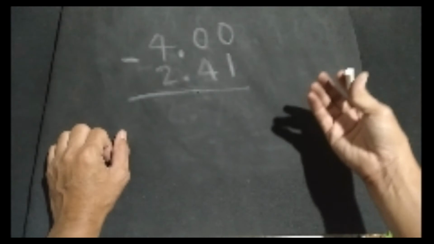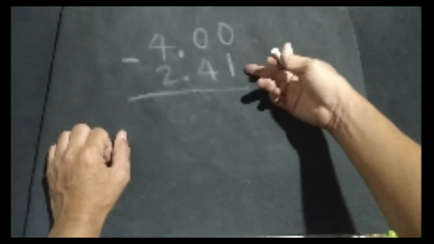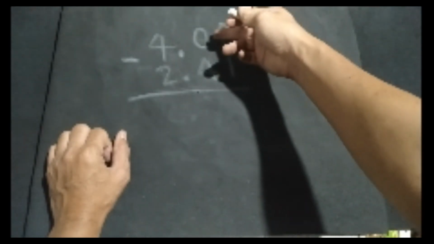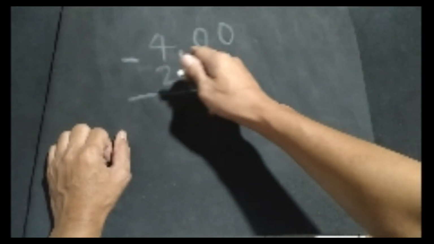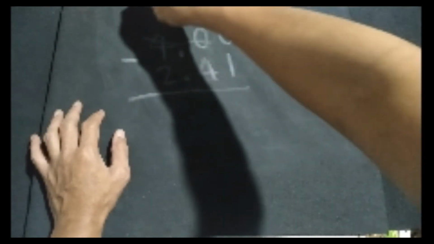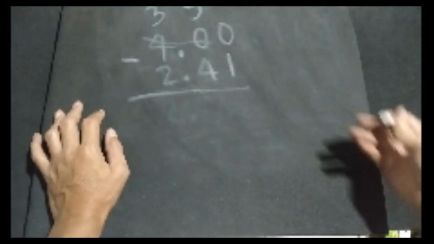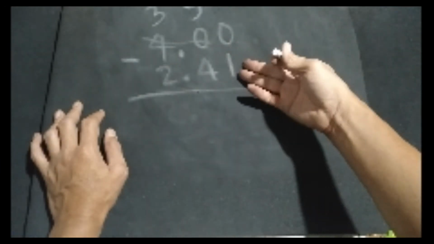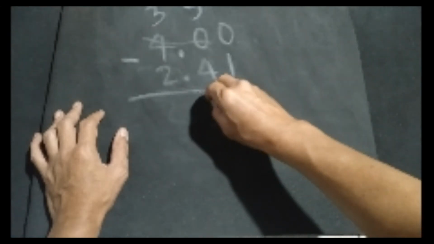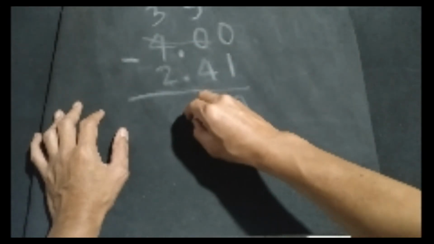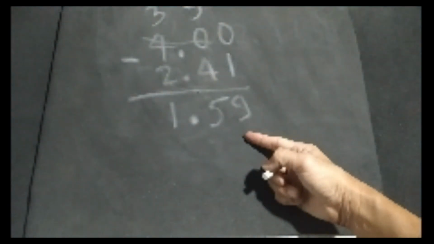So nothing will change. We start subtract from the right hand side. 0 is too small for 1. So we cannot borrow from 0. So we borrow from the 40. Okay? We borrow from the 40. So we have 39. Like that. So this becomes 10 minus 1 equals 9. 9 minus 4 equals 5. We bring down the point. 3 minus 2 equals 1. The answer is 1.59.